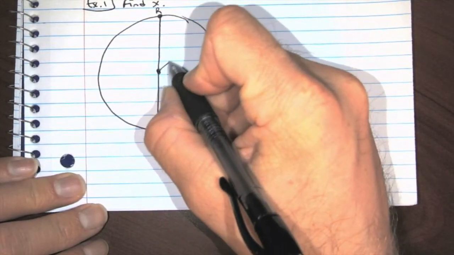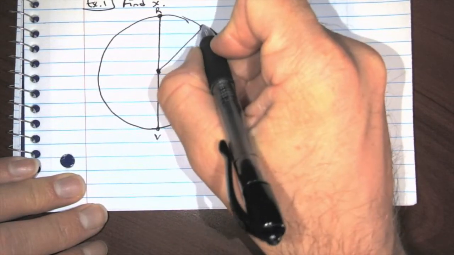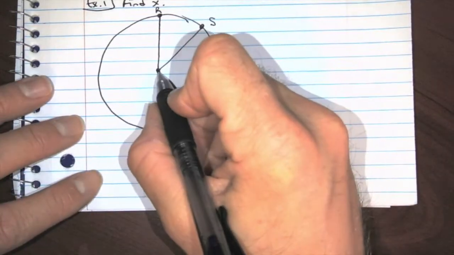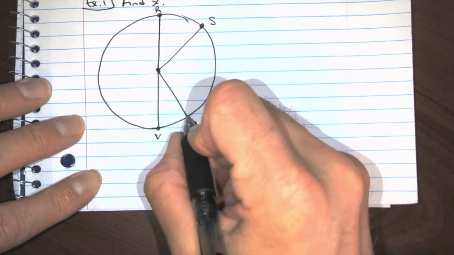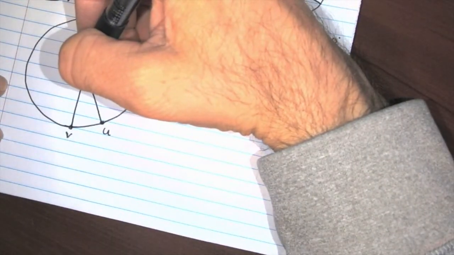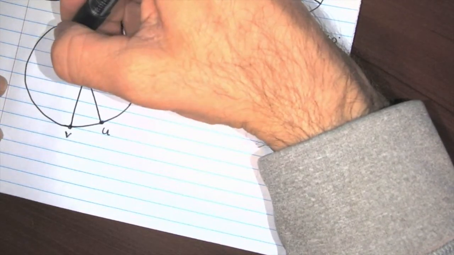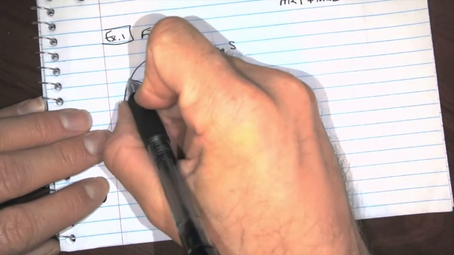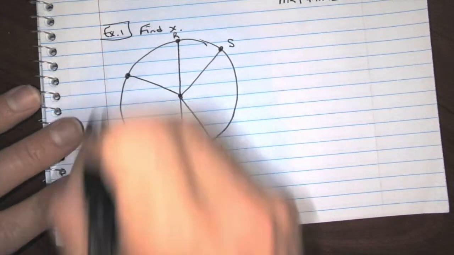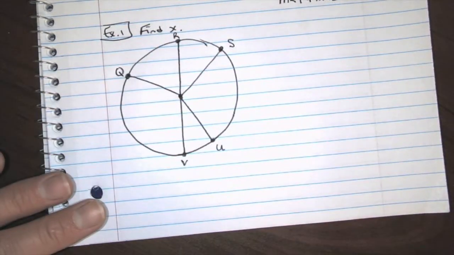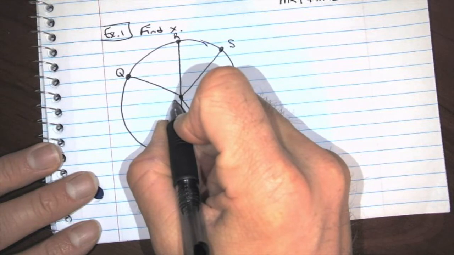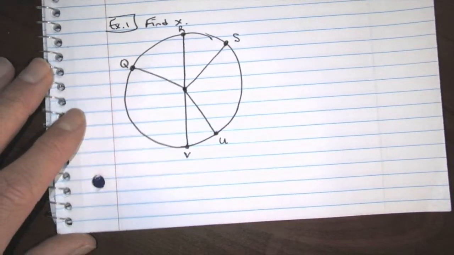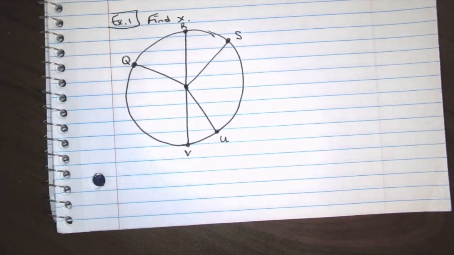Let's have an angle going over here to S. Angle down here, U. And let's have an angle going over here. So we've got a circle, a whole bunch of central angles on the inside, Q. I'm not going to label the center. I could. Alright, find the value of x.